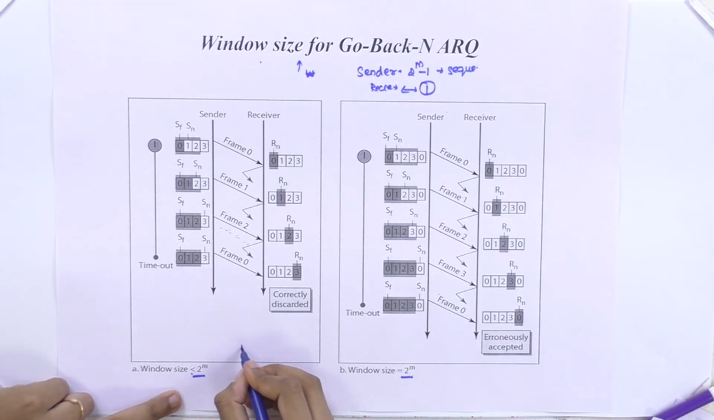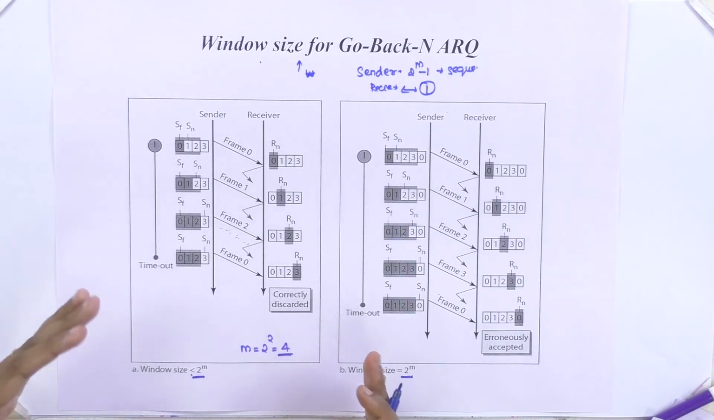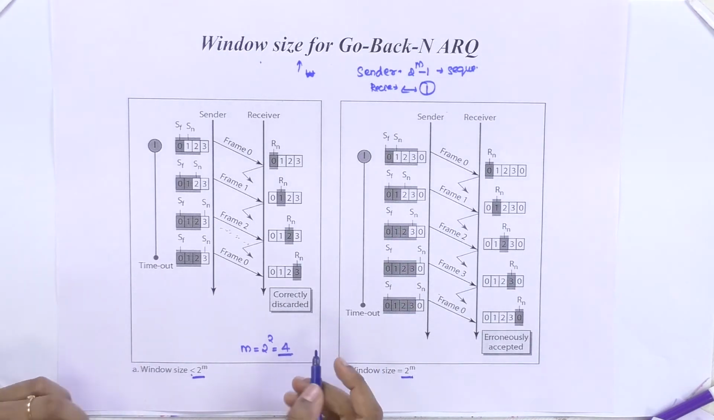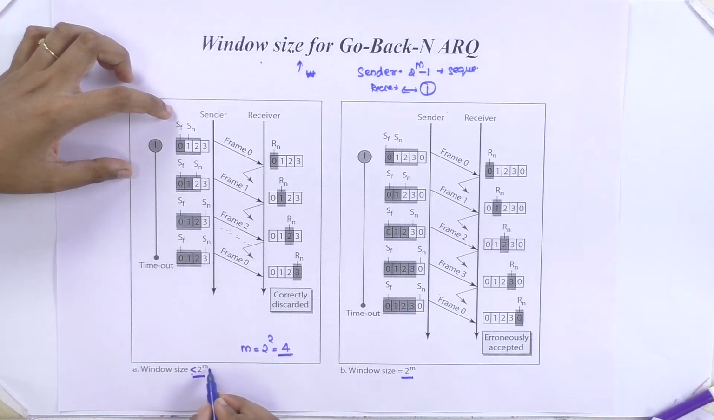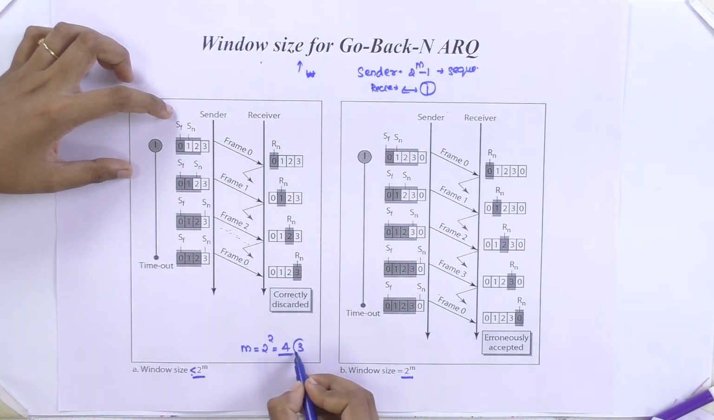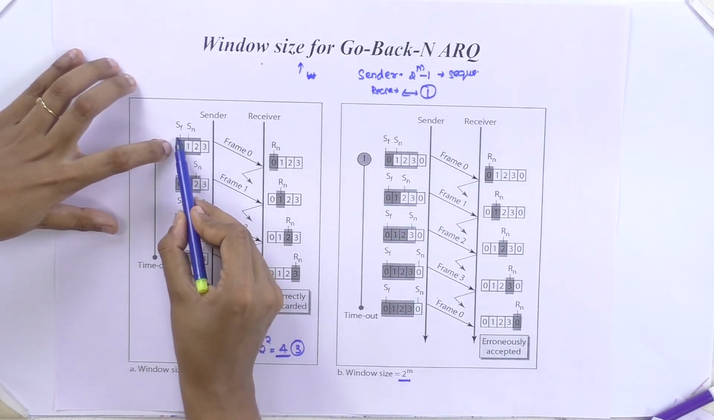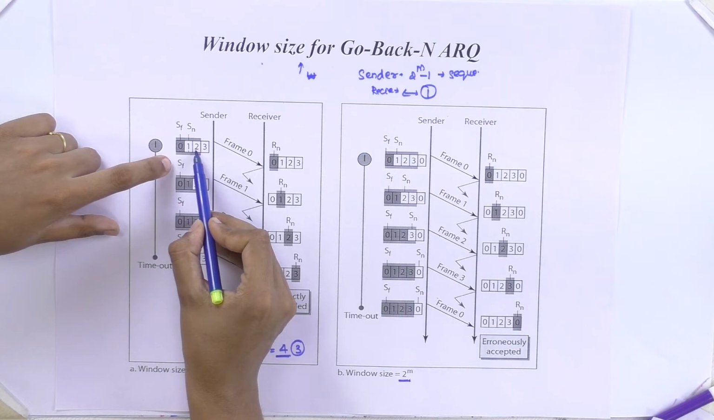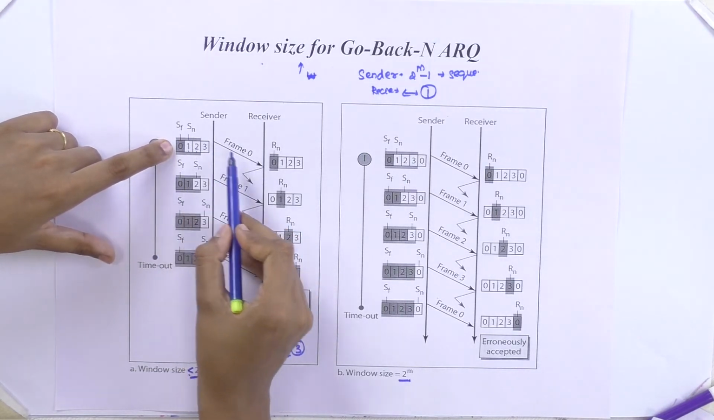So consider here m, I am taking it to be 2. So I should have a sequence number of size 4. Now it is less than 2 power m, which means that I am taking it to be 3. I am setting my window size, which is less than 4, that is 3. So if you see here, the window size 0, 1, 2. So first I am sending my frame 0.